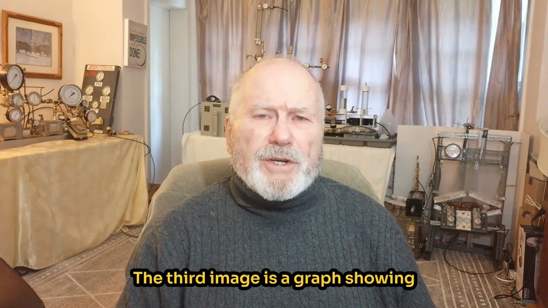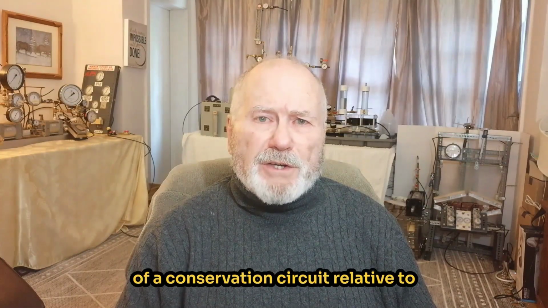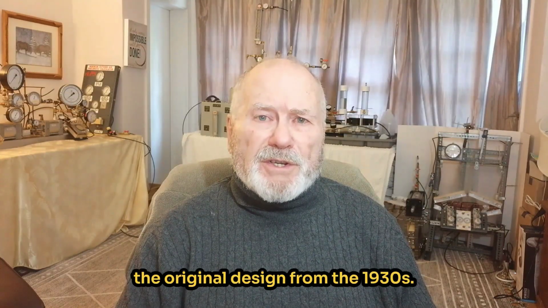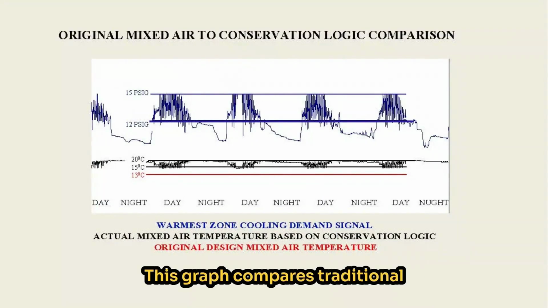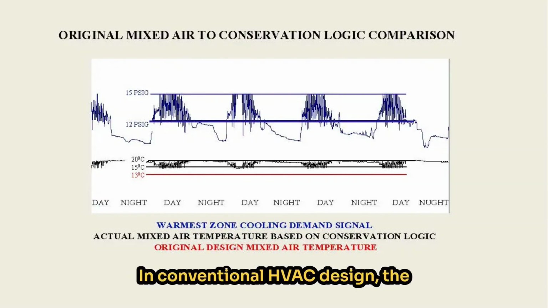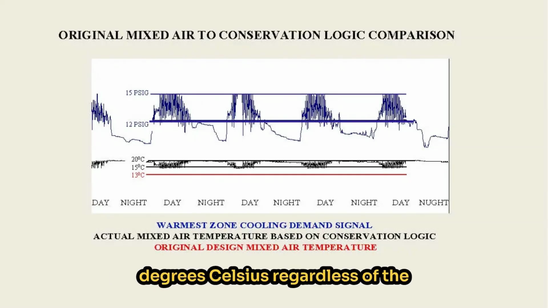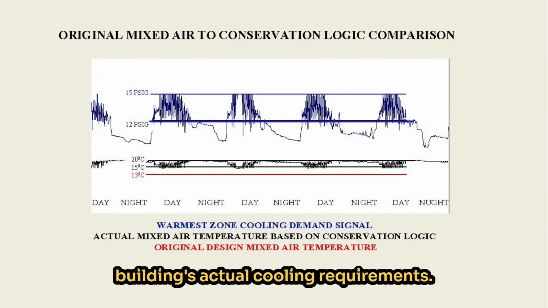The third image is a graph showing the relationship of the performance of a conservation circuit relative to the original design from the 1930s. This graph compares traditional mixed air temperature control with a demand-based control strategy. In conventional HVAC design, the mixed air temperature is a fixed 13 degrees Celsius, regardless of the building's actual cooling requirements.